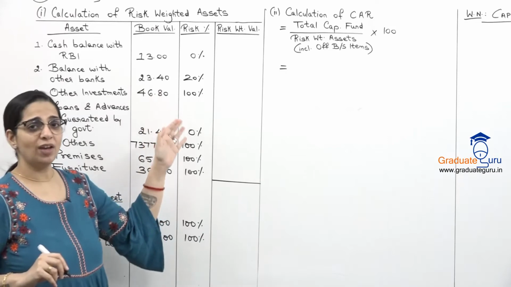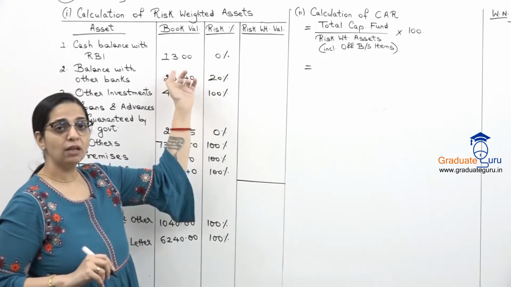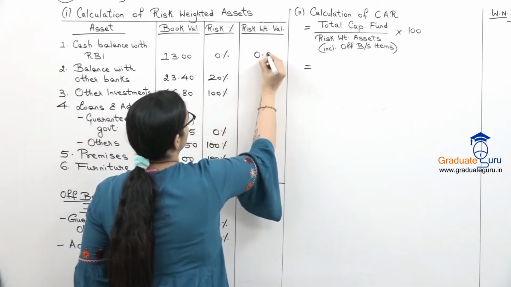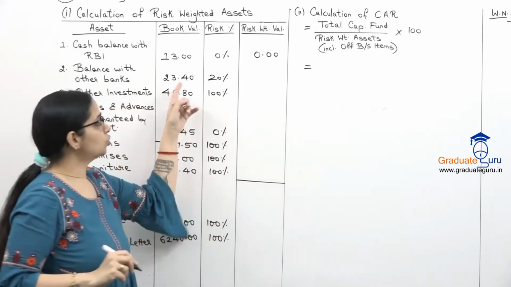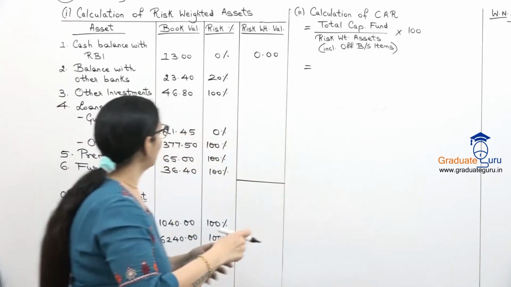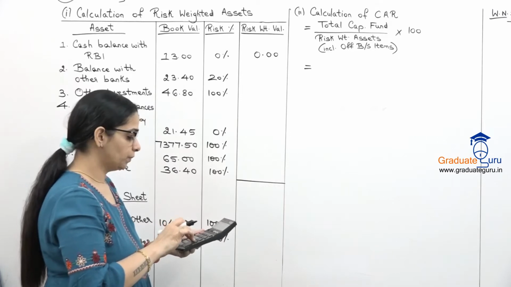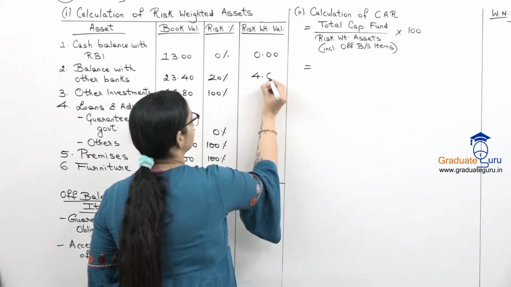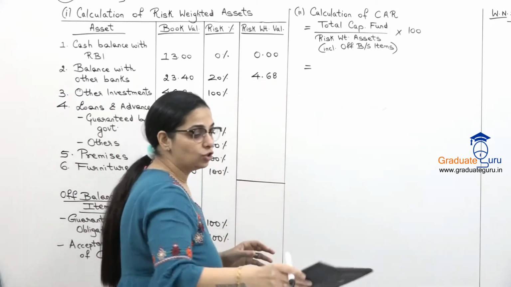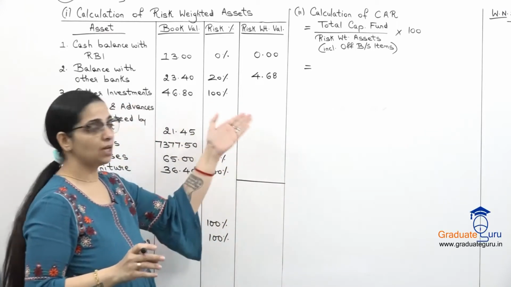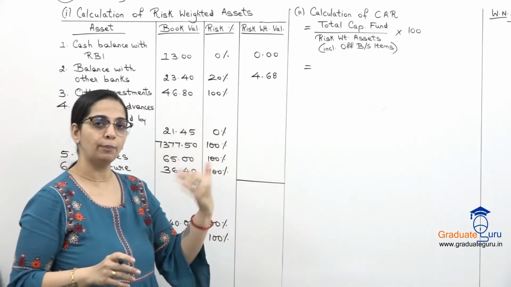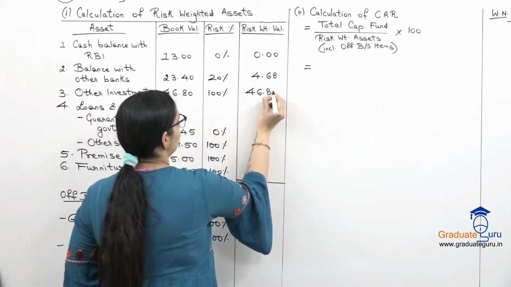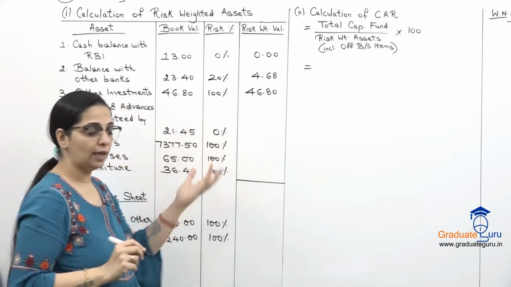So this calculation is very simple. When I multiply, anything multiplied by 0 becomes 0. So the first amount will be 0, 0%. This 20% we'll calculate, so that will be 23.40 into 20%, which is 4.68. And the 100% remains the same. Into 100% means into 100 upon 100, so the amount will be same. So this is 46.80. Again, 0% whatever it is will become 0.